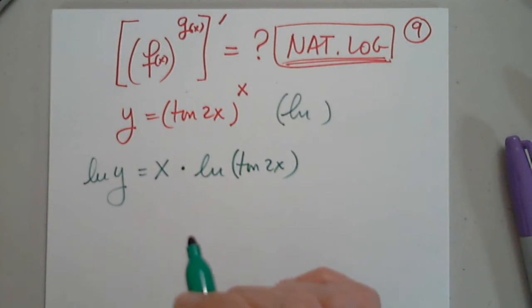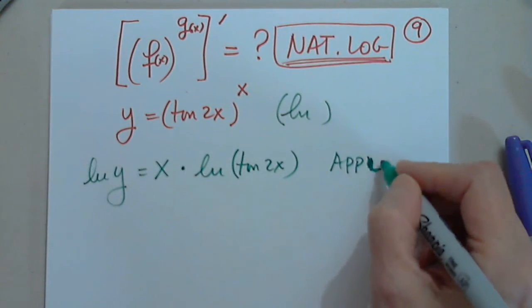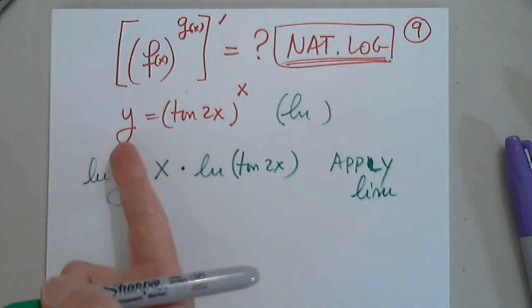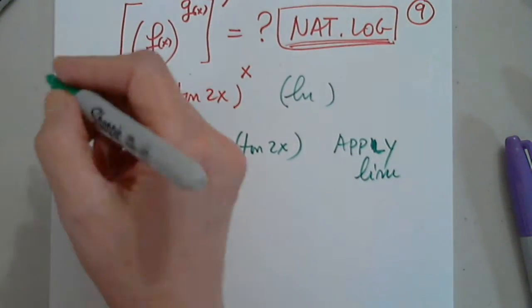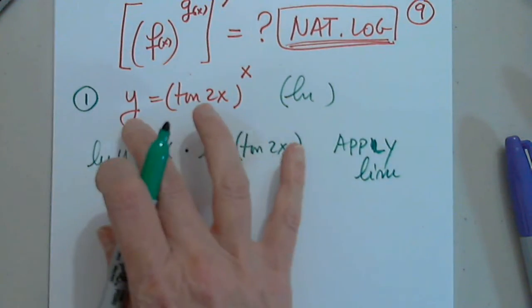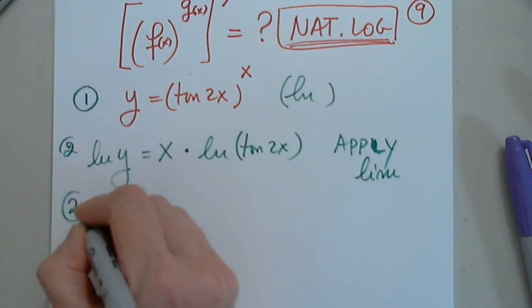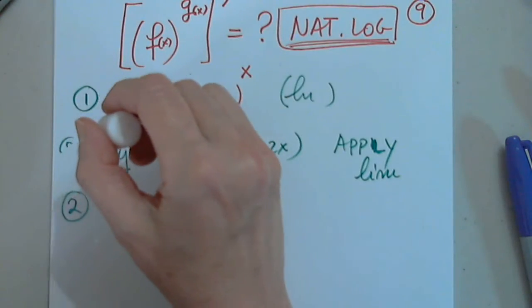Okay, now apply the limit to both sides. I applied natural log to both sides. Now apply the limit to both sides of this. So this is step number 1. I apply natural log. In step number 2, I will apply the limit to both sides.